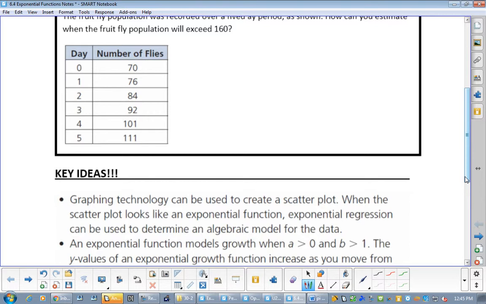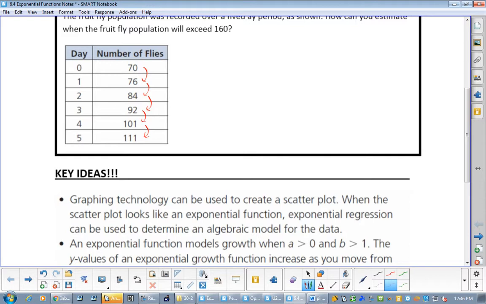If it doubles, but it doesn't always just have to double. It has to be regular, right? So it's got to be doing the same thing to get to here as it is to get to there, as it is to get to there, as it is to get to there. Now, my question is, what is it doing to go from 70 to 76?